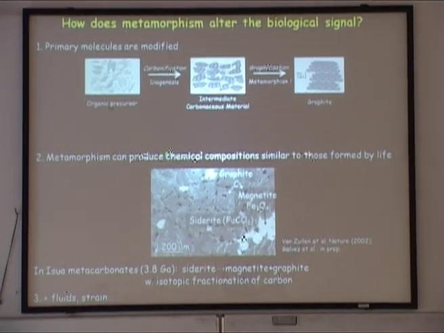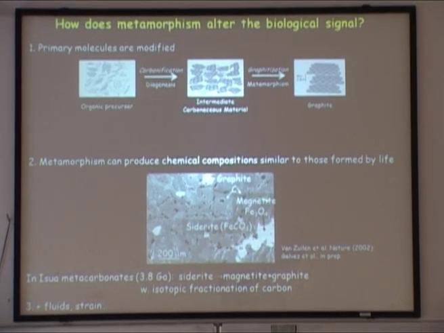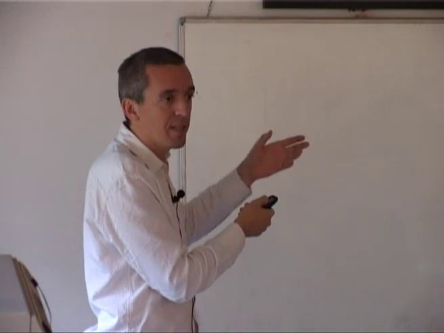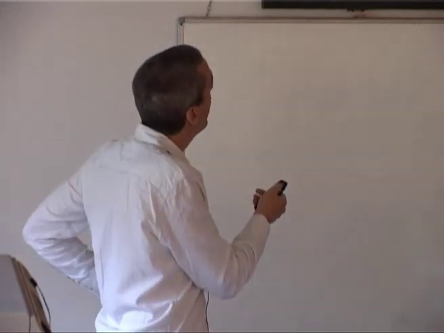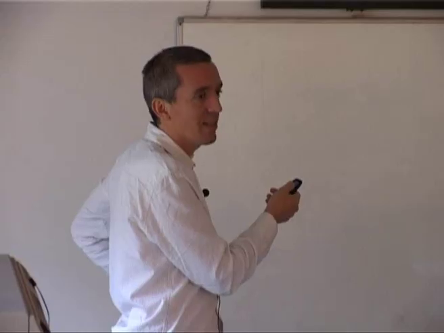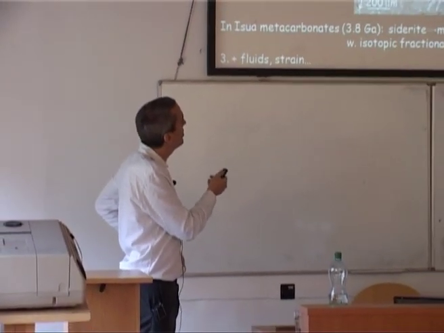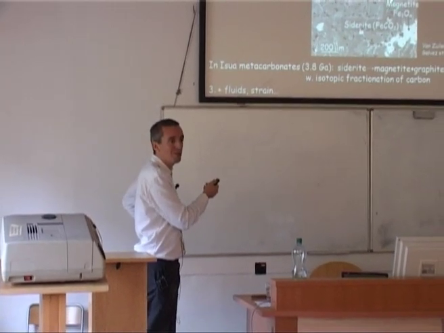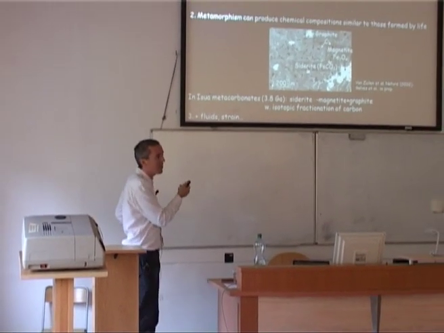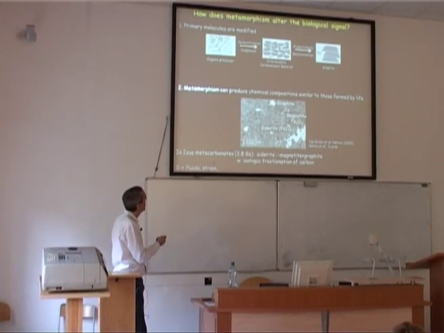And metamorphism also can produce chemical compositions that are similar to those formed by life. There are some reactions that can be triggered by metamorphism that produce organic carbon. For example, if you consider a rock that contains siderite, so iron carbonate, if you heat that up, you might produce magnetite plus graphite. So you might end up with organic carbon, but this is purely abiotic, not produced by life. So really, metamorphism can trick you and can really change the information stored in these rocks.